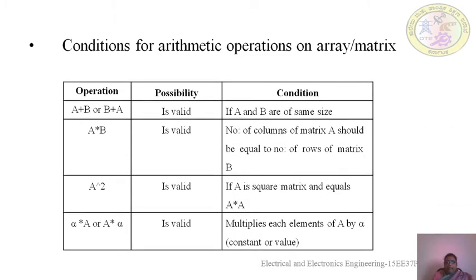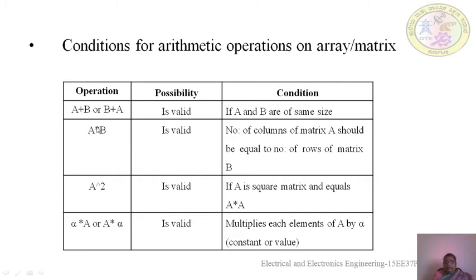To perform any arithmetical operations, we require at least two matrices to be created. So let us say that we have two matrices called A and B. To perform the addition of the matrix, the size of the matrix should be the same. Size of the matrix means the number of rows and the number of columns of the matrix A and B should be the same. Only then the addition is possible.